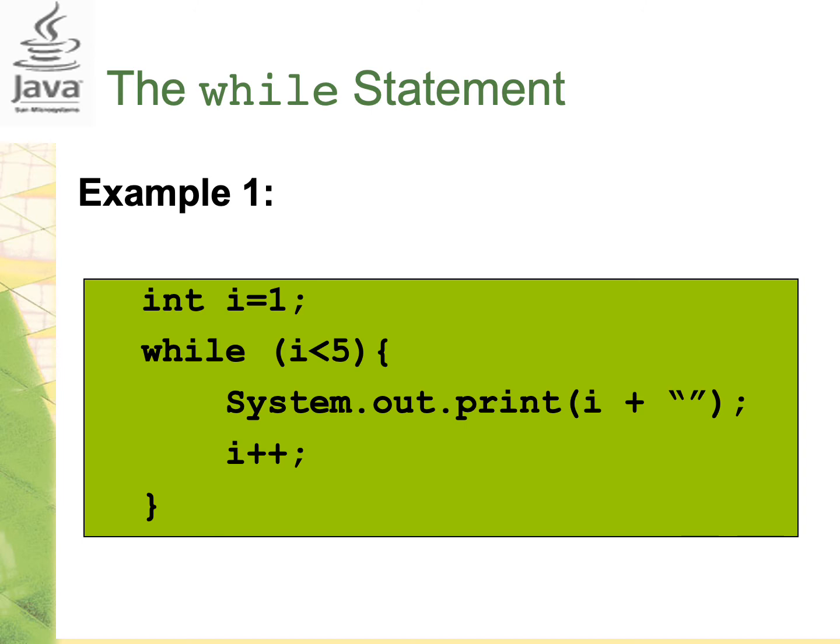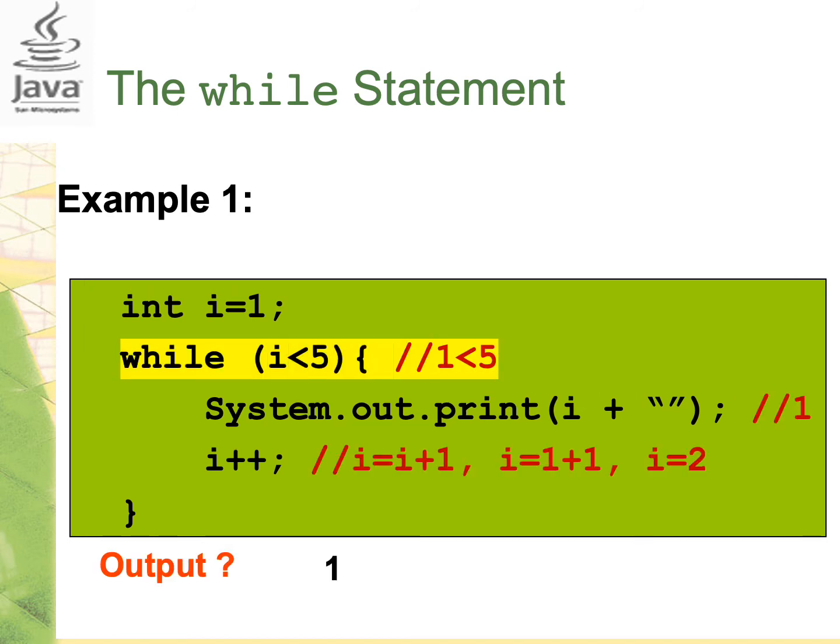Let's look at this example. Say that we have int i equal to 1, then we have the while loop where we want the statement System.out.print the value of i to be repeatedly printed out on the screen until the value of i becomes 5 or larger than 5. So the expression that we have here is while i less than 5. We also need to write i++ because otherwise our variable i will always be 1 and the while loop will never end.